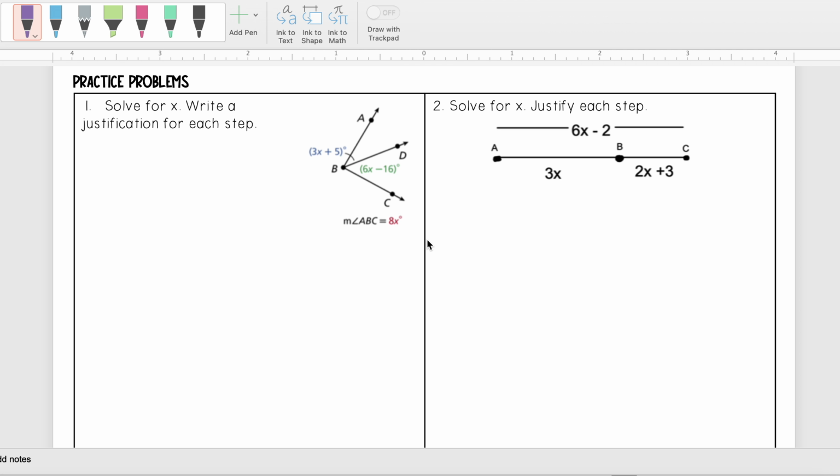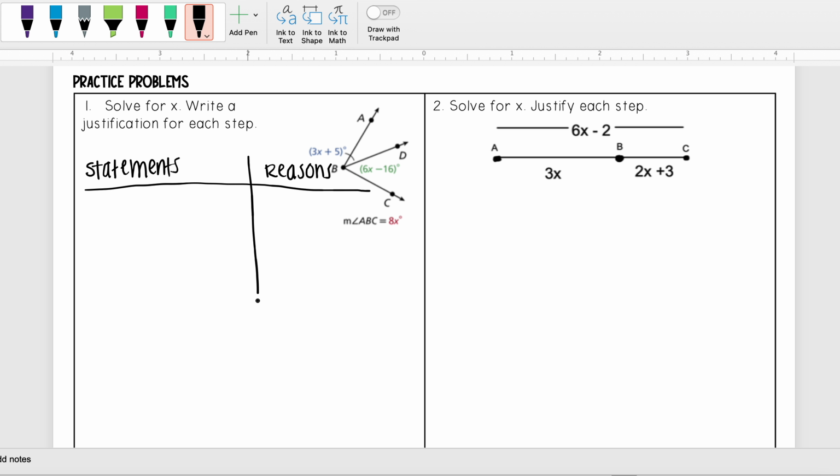Okay, so let's go through these first two practice problems. For number 1, it says to solve for x and then write a justification for each step. So we're going to set this up just like we did with those algebraic proofs, where I'm going to have statements and then reasons. It might be a little bit cramped here.